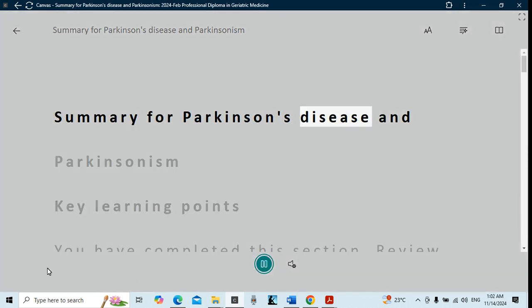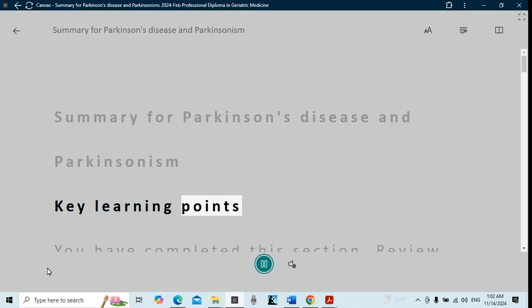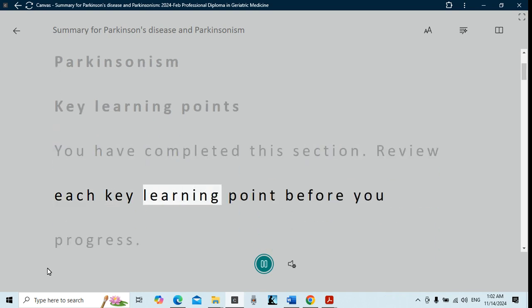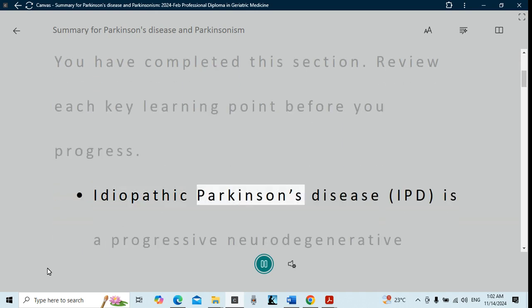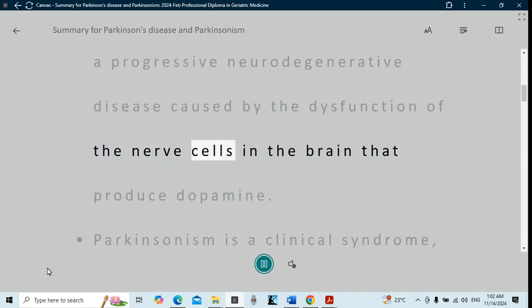Summary for Parkinson's disease and Parkinsonism. Key learning points. You have completed this section. Review each key learning point before you progress. Idiopathic Parkinson's disease, IPD, is a progressive neurodegenerative disease caused by the dysfunction of the nerve cells in the brain that produce dopamine.